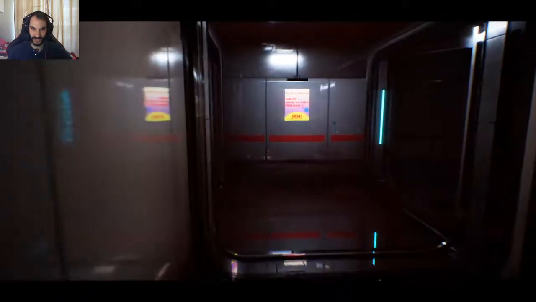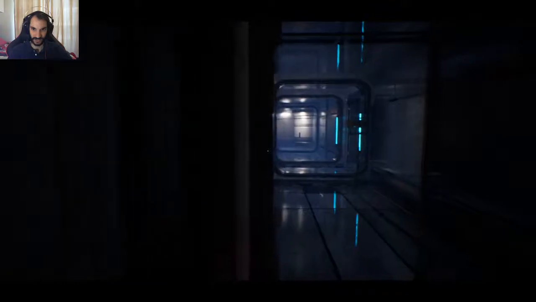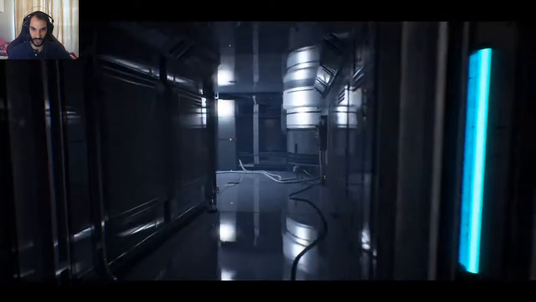Are we in like a weird mining station? Kind of reminiscent of, reminds me of Mass Effect, like when you go to those mining colonies on other planets and they had this tubular design.